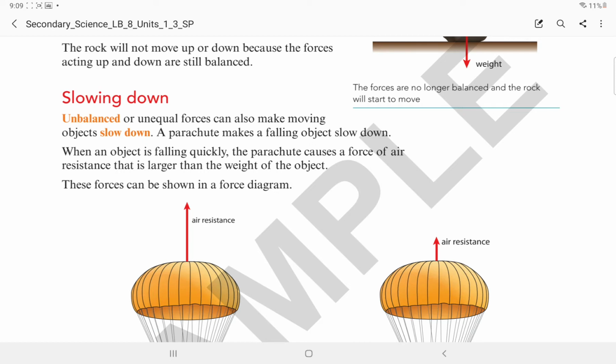When it is slowing down, the impact created by the particles of air trapped in this particular parachute will be gradually decreasing. As it slows down, the particles will not hit with that much speed, so the air resistance will gradually reduce.